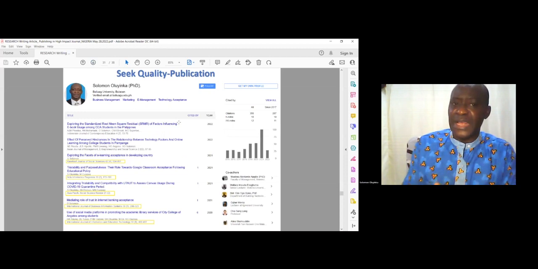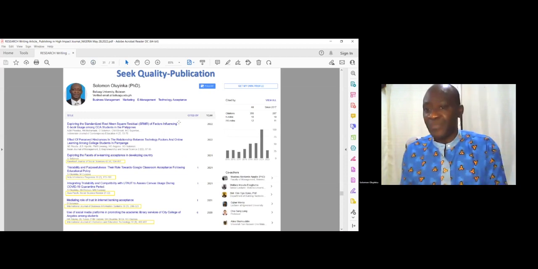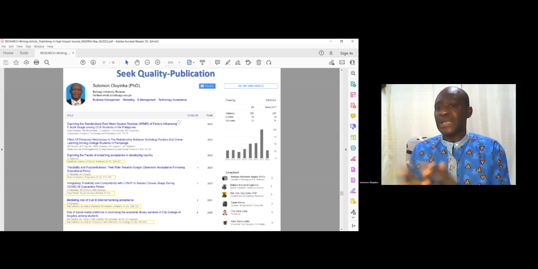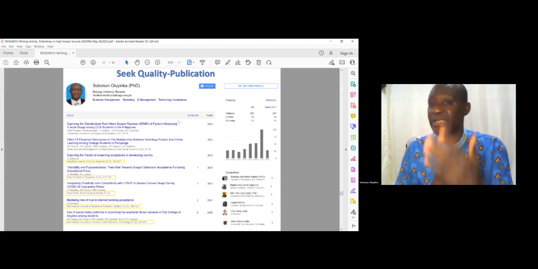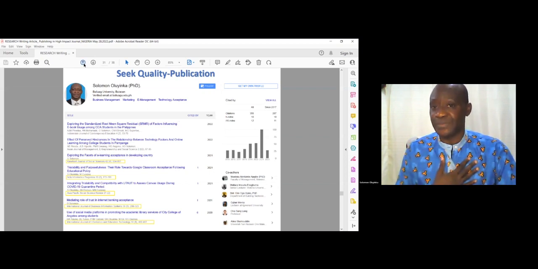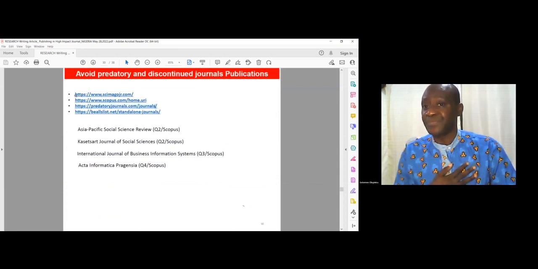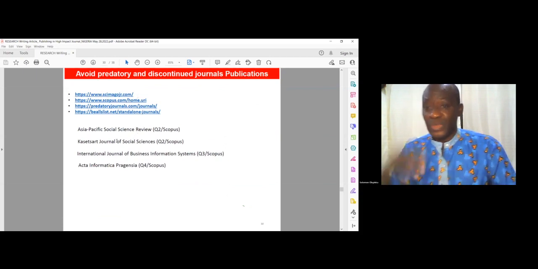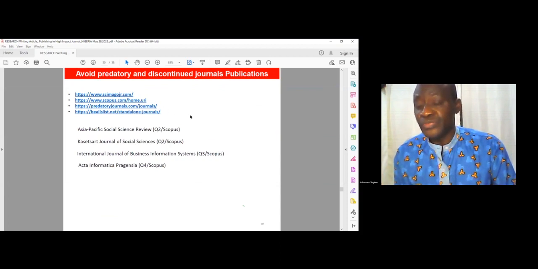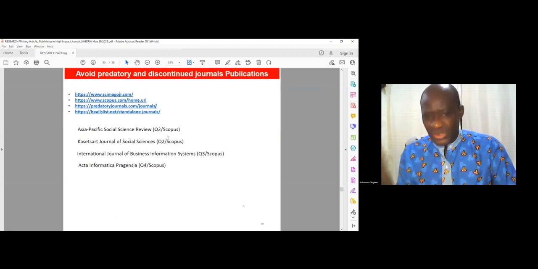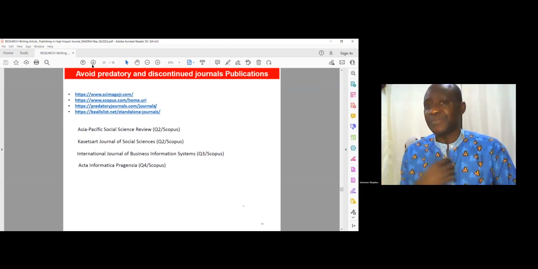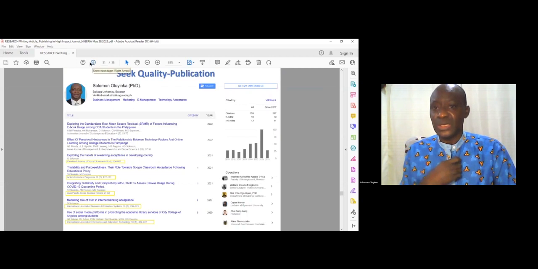This is my production so far. Those that I printed in yellow, that is how I made it. I use this approach to know. You can try it later. You can screenshot or you can Google it now: Scimago, Scopus, then the journal that you think of, you will see it there. Anyone trying?